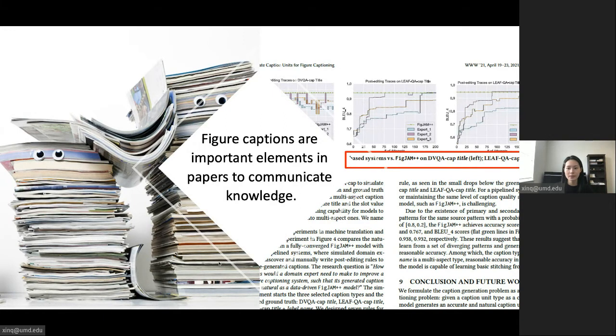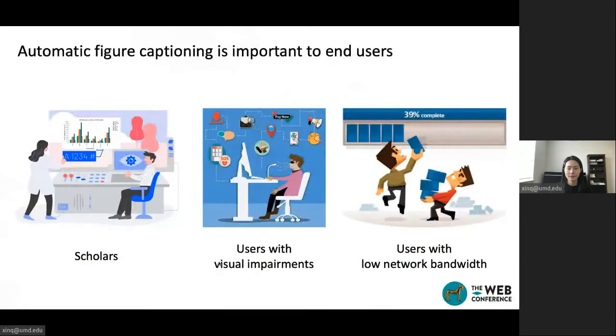Those academic papers include scientific figures. You look at them and read the captions to get close to the paper's main ideas. In this case, figure captions are elements in papers to communicate knowledge to scholar readers. The value of figure captions is not limited to scholars. For users with visual impairments and users with low network bandwidth, figure captions can scaffold as alternative text to increase the accessibility of the content page.